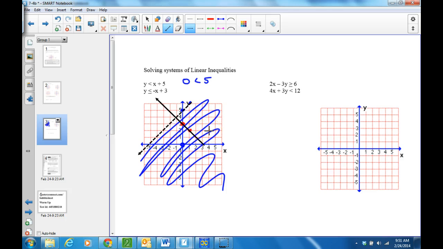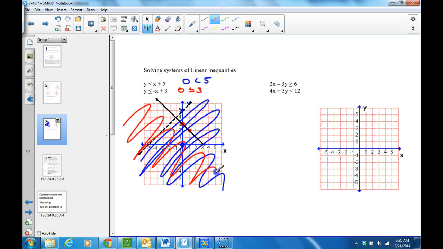So we'll try 0, 0 again. And I'm going to use red this time. So 0 is less than 0 plus 3. Is that a true statement? Yes. So I'm going to shade this part of the line.